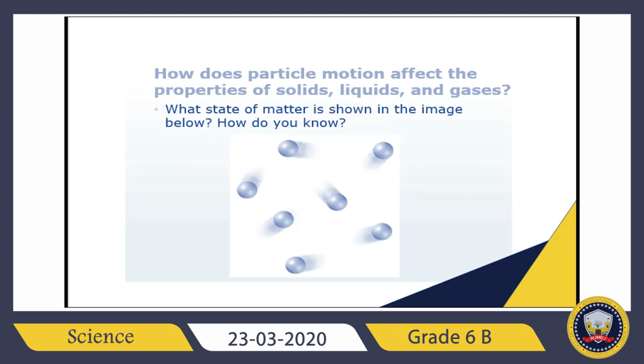And now let us have this question, dear students. What state of matter is shown in the image below, and how do you know? So what do you think? Is it the liquid state, or the solid state, or the gaseous state? Okay, well, yes, this is the gaseous state. Why? Because as you can see, the spaces between the particles are very big, and the particles are moving in all directions. That's why this image represents the gaseous state of matter.